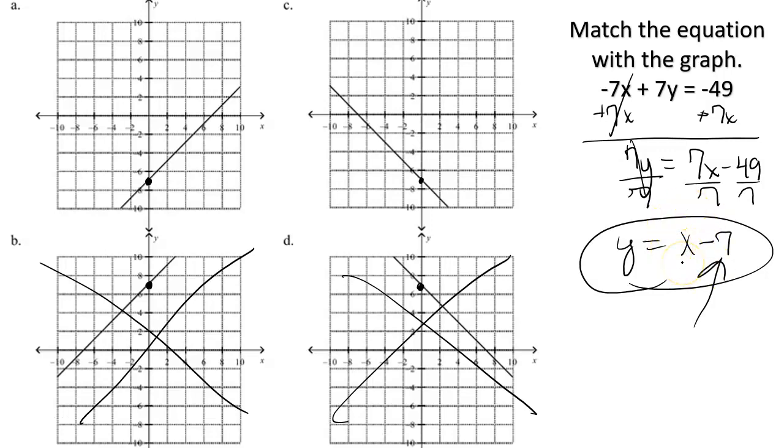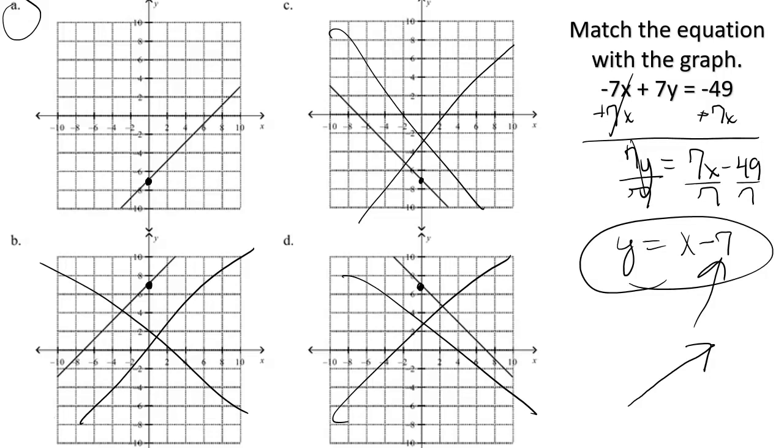In this case, it's just y equals x, x being a positive 1x. That means that my slope needs to go up and to the right, up and to the right. So if I look, A is the only one going up and to the right. C is going up and to the left. If I double check the slope to see if I'm rising 1 over running 1, it should match up.